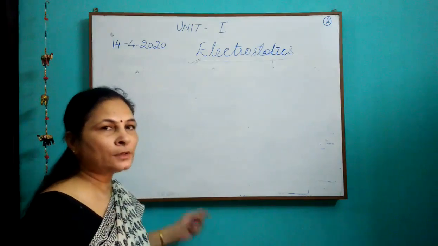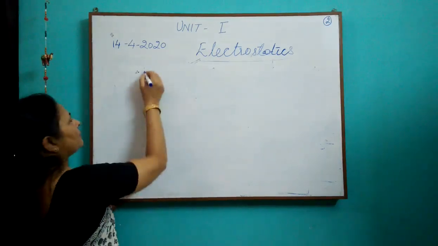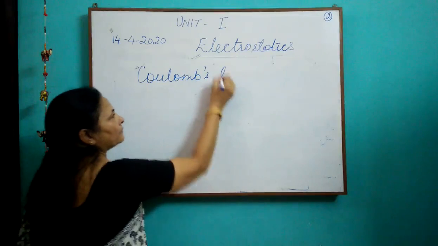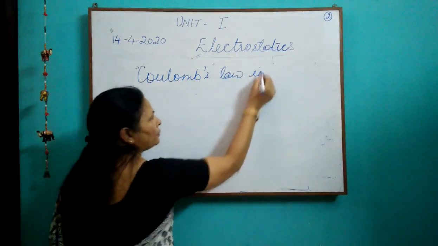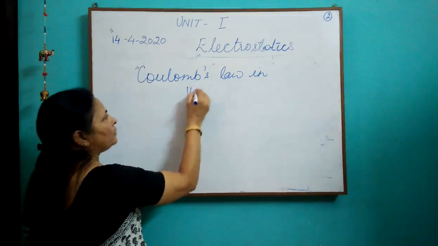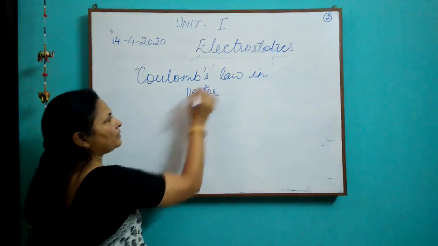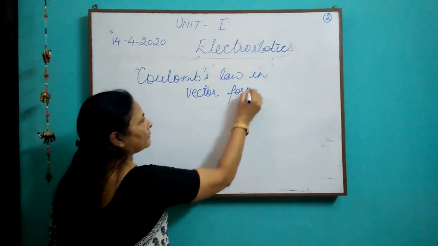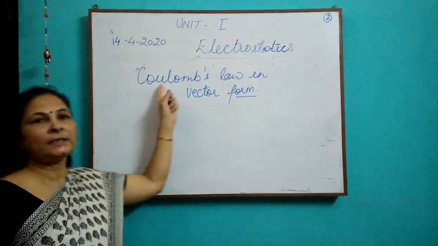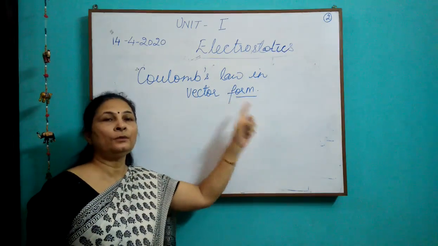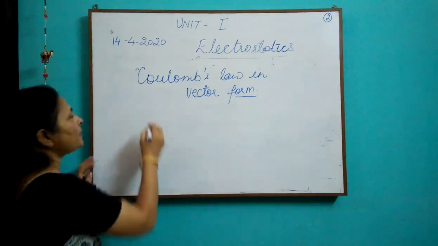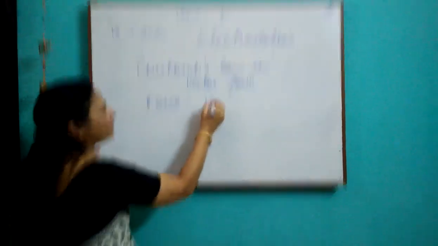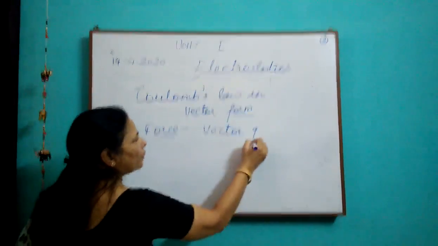Now students, we will talk about Coulomb's law in vector form. Now why vector form? I told you in the first meeting that you must be aware of vectors, and I asked you to revise the vector chapter of class 11. See, Coulomb's law is telling us about the force between two charges. Now, which type of quantity is force? Force is a vector quantity.